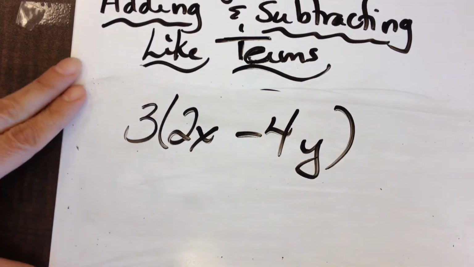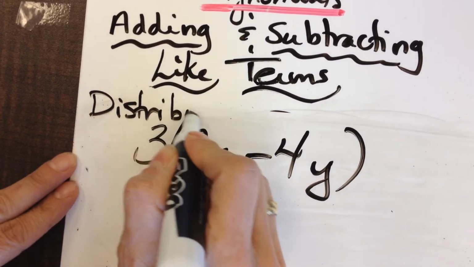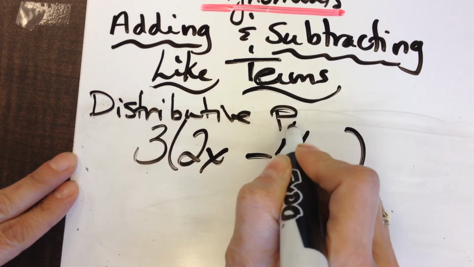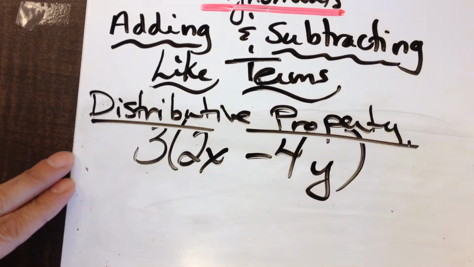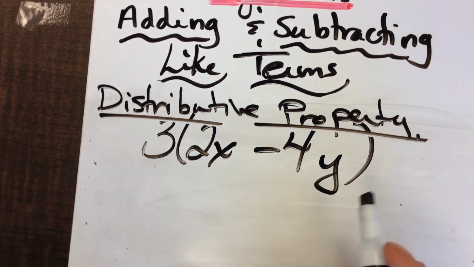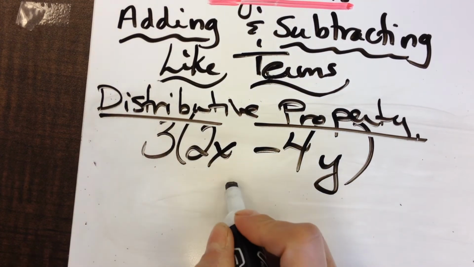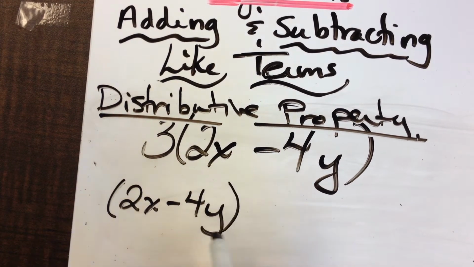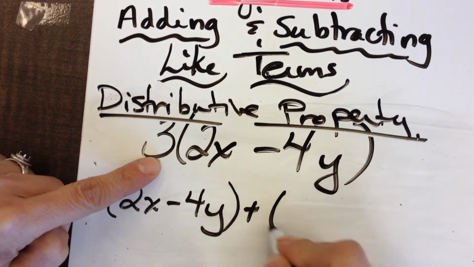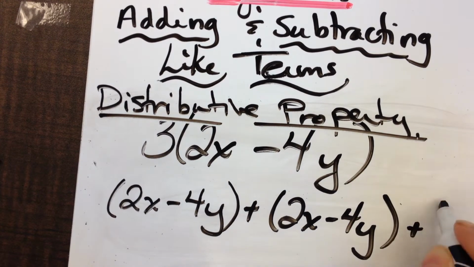What does this mean? This is called the distributive property. We're going to use the distributive property to do this. So, it says we have 3 of these. If I were to rewrite this, I can say 2x minus 4y. There's 3 of them. So plus 2x minus 4y. Oh, and I still have another one.